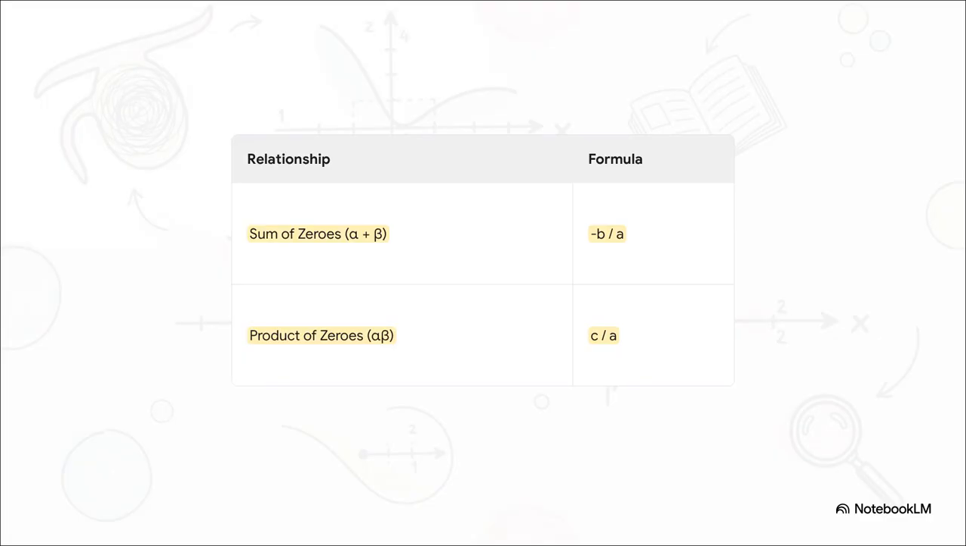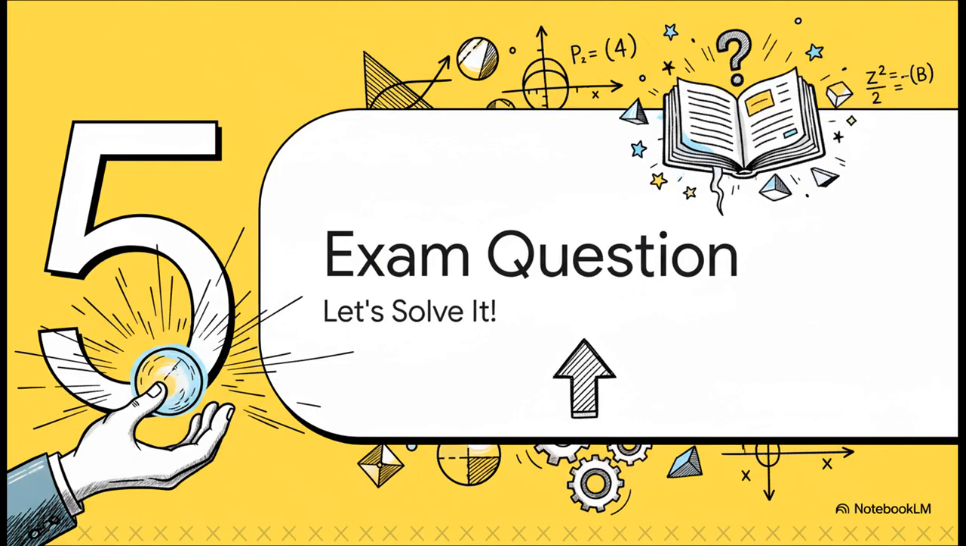The sum of the zeros, alpha plus beta, is always equal to minus b divided by a. And the product of the zeros, alpha times beta, is always c divided by a. This is the superpower. You don't even need to find the zeros sometimes. You can know their sum and product just by looking at the polynomial. Okay, enough talk. Let's put this new superpower to the test and solve a real exam question. This is the kind of question you'll definitely see.